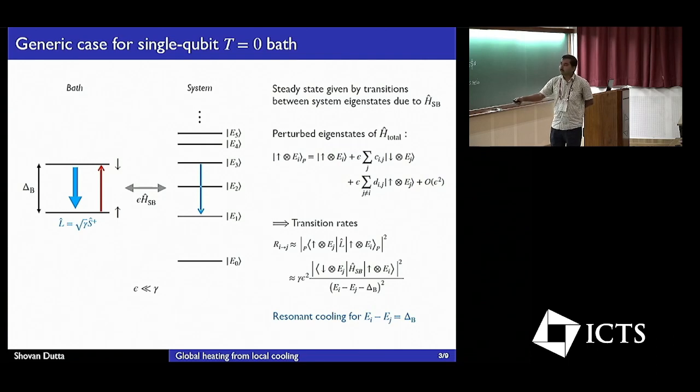And generically, you see that if EI is greater than EJ, you go down in energy, the denominator is smaller compared to when you go up in energy. So it's clear that this favors cooling over heating, even a single qubit bath. So that's why you generically expect the system to cool down.